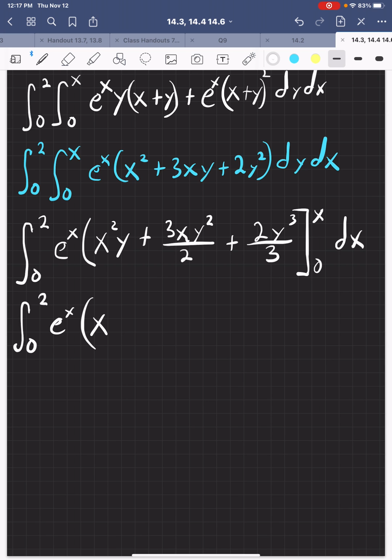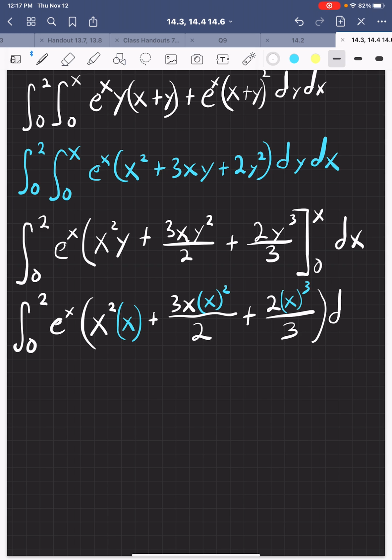So that's going to be x squared. I'm going to use a different color just so you know that I'm back substituting for y, plus 3x times x squared over 2 plus 2x cubed over 3, dx. Okay, so again, let me just pause, make sure that I've transcribed everything. Okay.